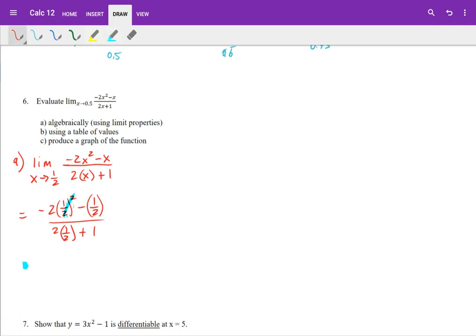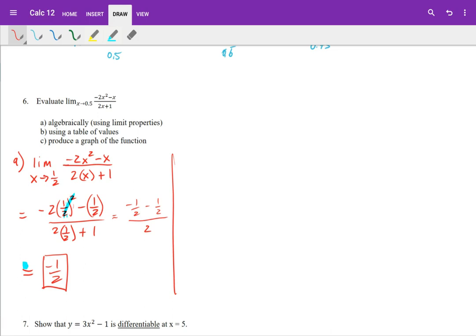All right. Negative 1/2 minus 1/2 over, sorry, this is 1 plus 1 over 2. Wow, this is pretty boring. And so it's 1/2 and 1/2. All right. We'll leave it at that, actually. All right, there's our limit.